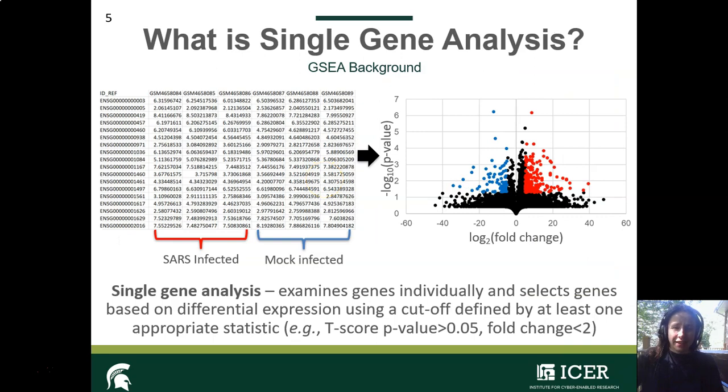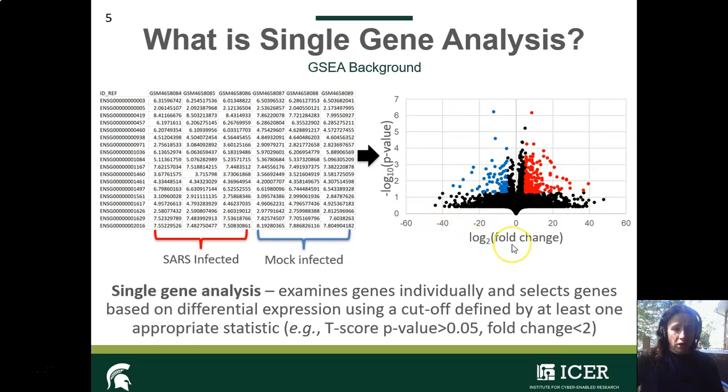What is single gene analysis? Well, as we just saw on the prior slide, we can look at genes individually as part of a gene signature. So we can do that by ranking by a particular statistical method like we saw, t-score, or if we want to be more selective, perhaps we'll use two different statistical analyses. So here on the right, you see an example of a volcano plot.